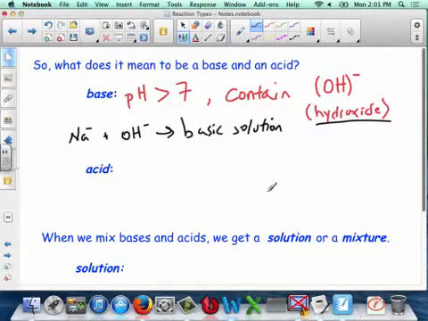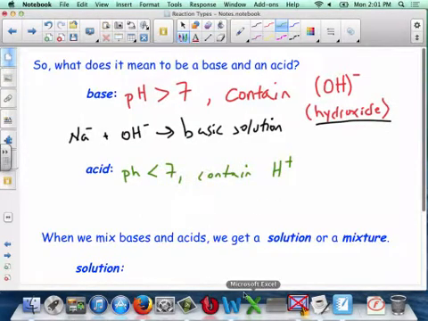Now, acids, on the other hand, don't have an OH. They have an extra hydrogen ion. These are going to have a pH that is less than 7, and they contain an H+. So, for example, I might get HCO3. What type of acid do you think that would be?